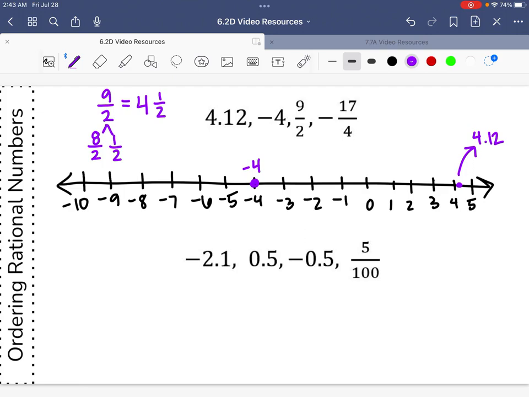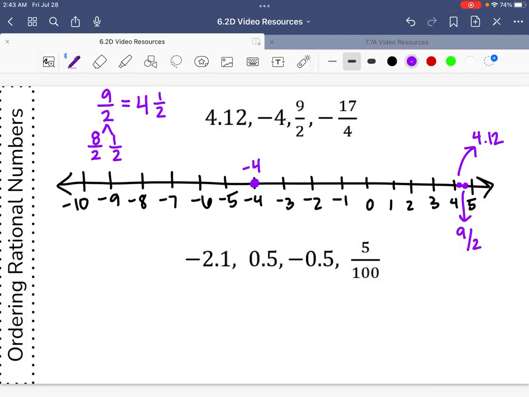So again, I know 4 and a half falls between 4 and 5, and it's actually going to be right in the middle. So it will be to the right of 4 and 12 hundredths. I'm going to rewrite the number in the form that it was given to me. So that is 9 halves.